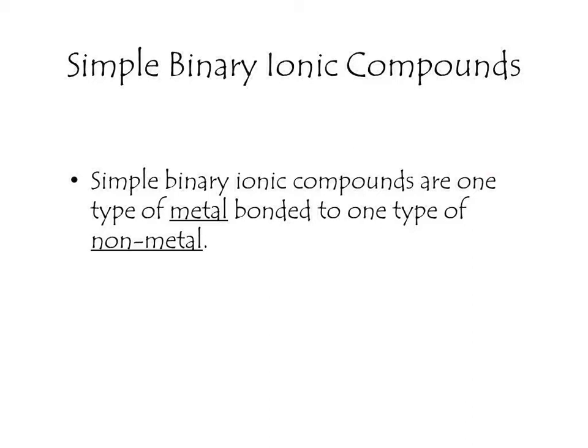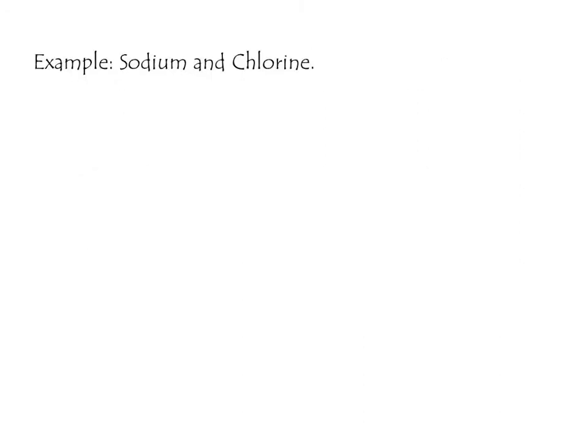So what is a simple binary compound? That means you just have one type of metal bonded to one type of nonmetal. So there should only be two elements in the chemical formula. So for example, let's go ahead and take a look at sodium and chlorine.